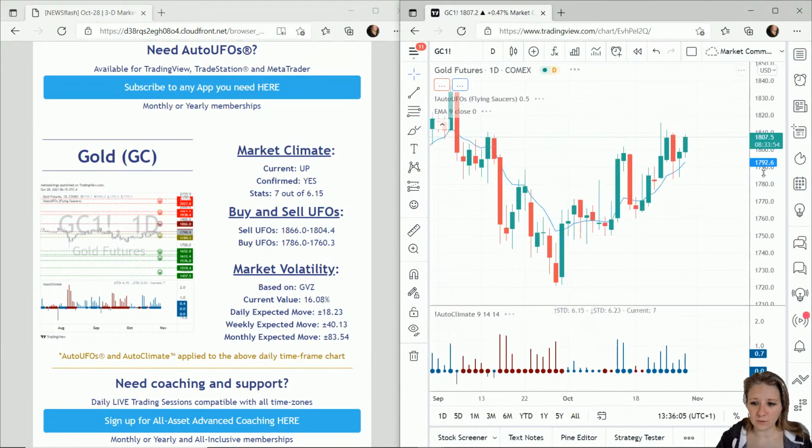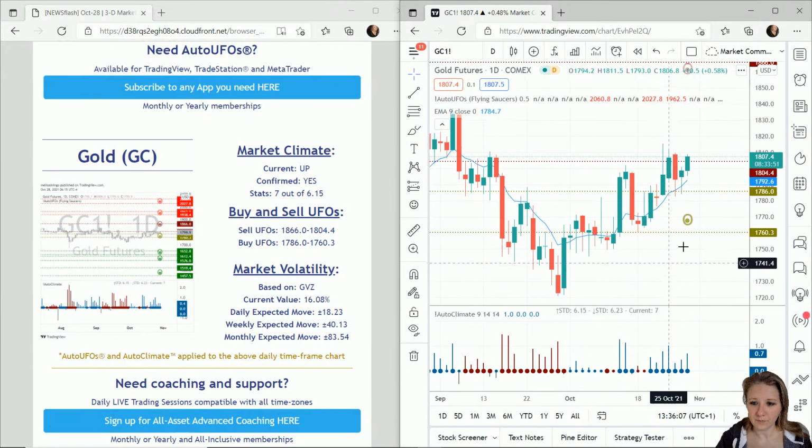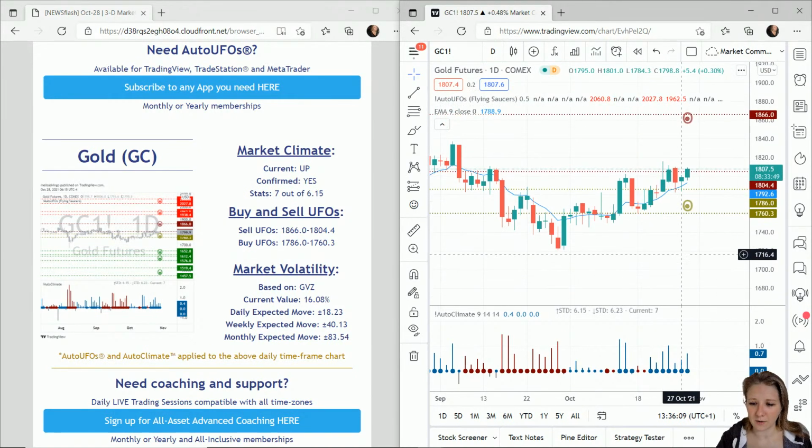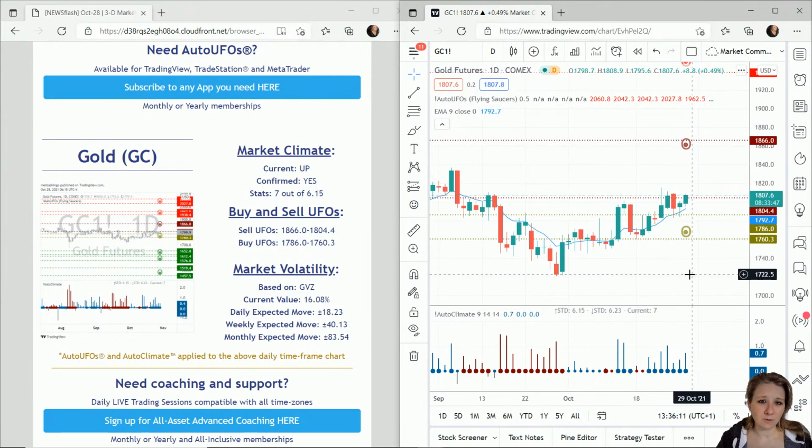Now with gold, let's just squidge it down a bit here so we can see what's going on. Similar situation with gold as what we had with the S&P, in the sense that we do have a thick blue dot, confirmed upwards climate, probability upwards. We do have buy orders beneath us, 1786 to 1760.3. Price has already come in and been pushed up by those buy orders.